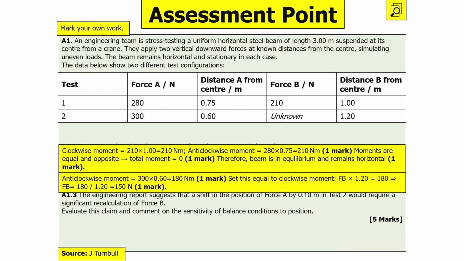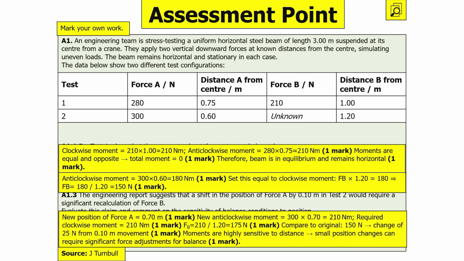For the next question, the anti-clockwise moment is equal to 300 times 0.60, which is 180 Newton meters. So we can set this therefore equal to the clockwise moment. So therefore FB times 1.2 is equal to 180. So therefore FB is 180 over 1.2, 150 newtons.